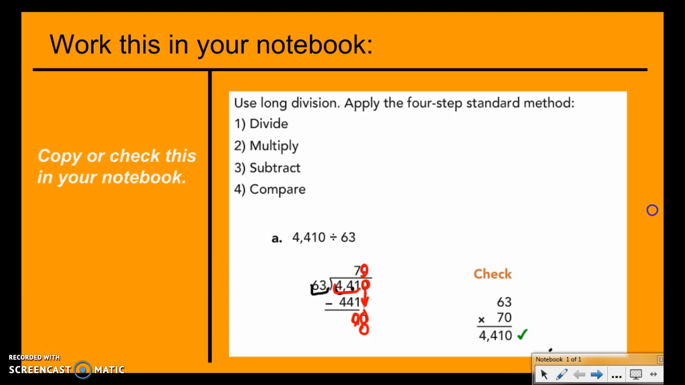This looks like a 9. Let me fix that. 63, which is your divisor, you're going to multiply that by your quotient to see if it's correct. So you're going to do 63 times 70. It's 4,410, the number that we started off with. Yep, it is. So this is when you know that you got it correct.